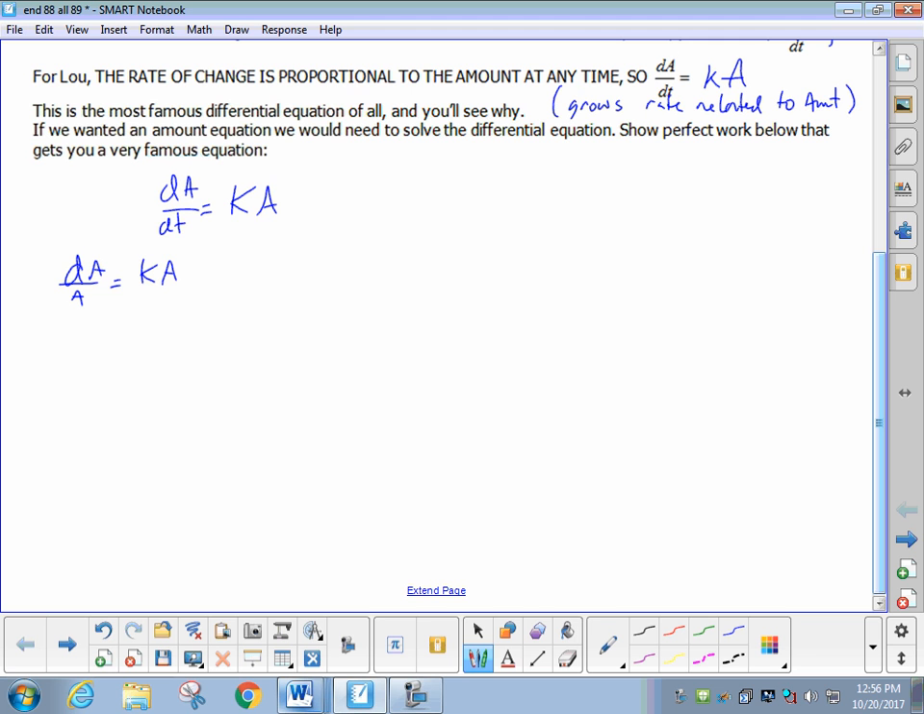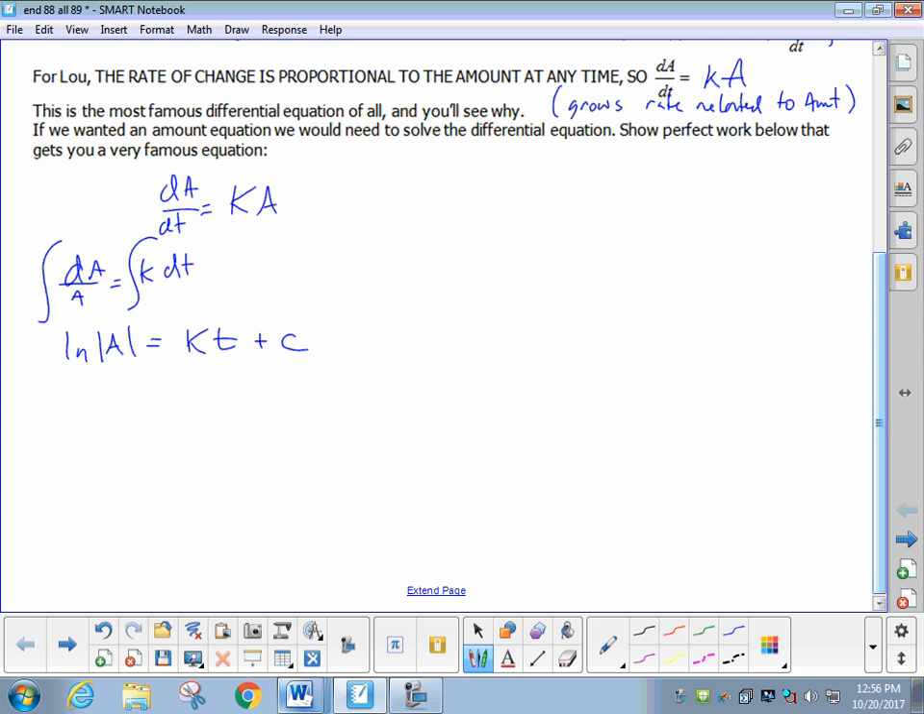Cool? Cool. All right, so if I integrate both sides, I get... That's what I said, dt. Is that better? Okay, so now if I integrate, I get natural log of the absolute value of A equals kt plus some constant. Variables all over. So no big deal. All right.